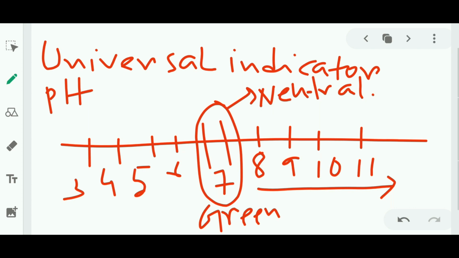So according to the color changes, we can identify whether it is a basic solution or an acidic solution. Whenever it is an acid solution, we find that it is yellow, orange, or red in color. When it is red, it is an extreme acid, its acidic property is huge, a strong acid. So pH values of 1, 2, 3, 4 all indicate acids. The color corresponding to 5 is yellow, to 3 is orange, and 1 is red, and in between they are reddish orange, reddish yellow, and so on.